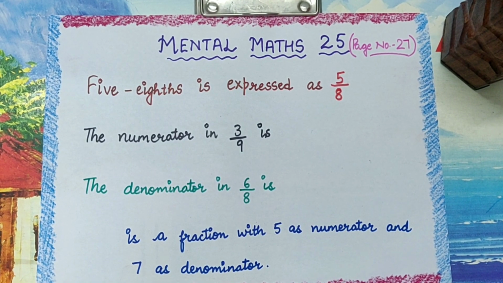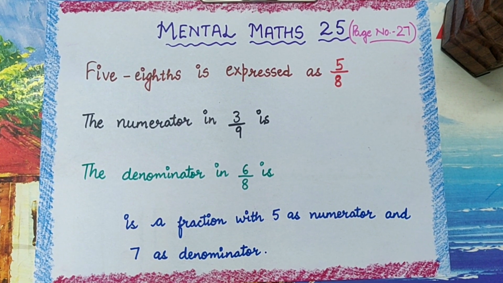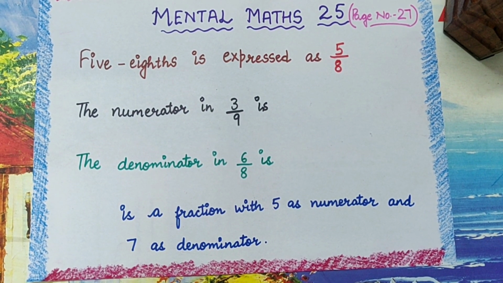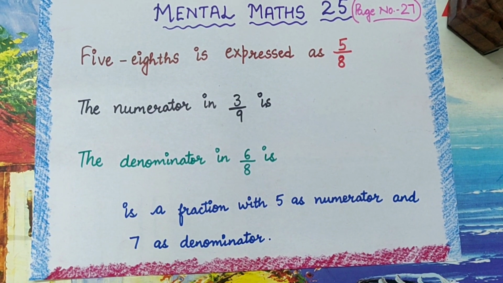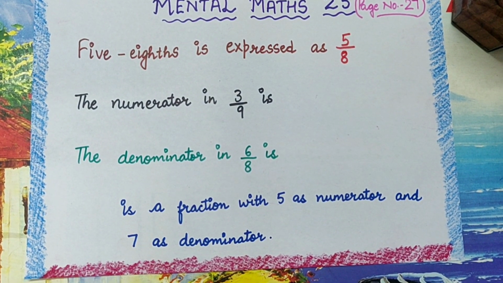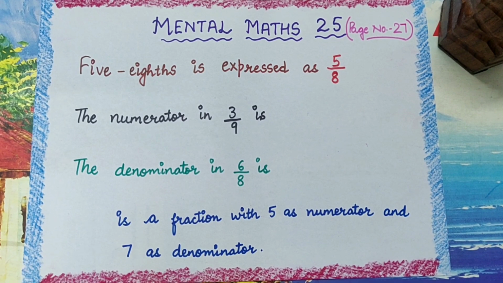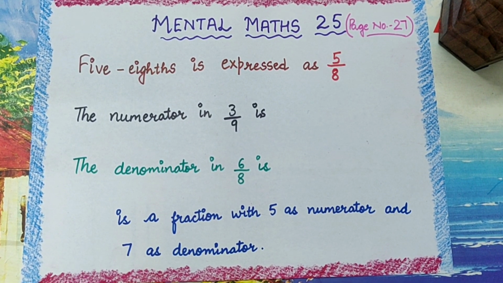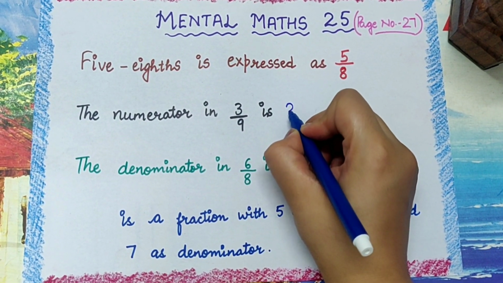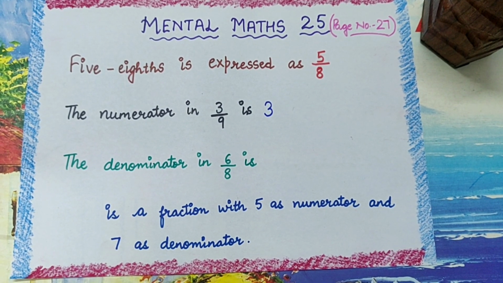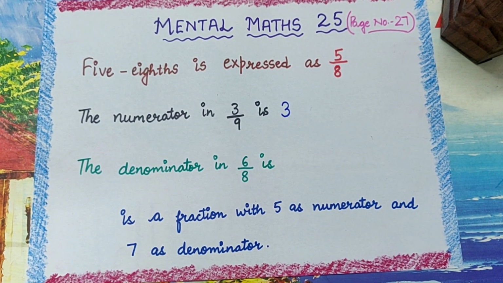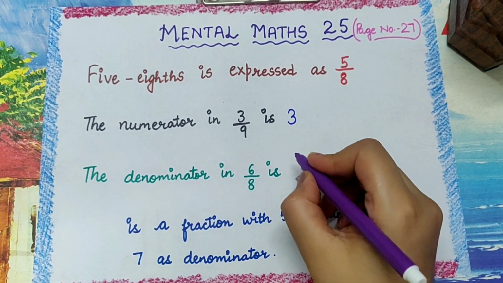Now, this is Mental Maths 25 and it's given on page number 27. This exercise is related to fractions only. So first is 5/8 is expressed as, so 5 will be numerator here and 8 will be denominator. Next is the numerator in 3/9 is, so here numerator is, very good, 3. Now next is the denominator in 6/8 is, yes, very good, denominator is 8.